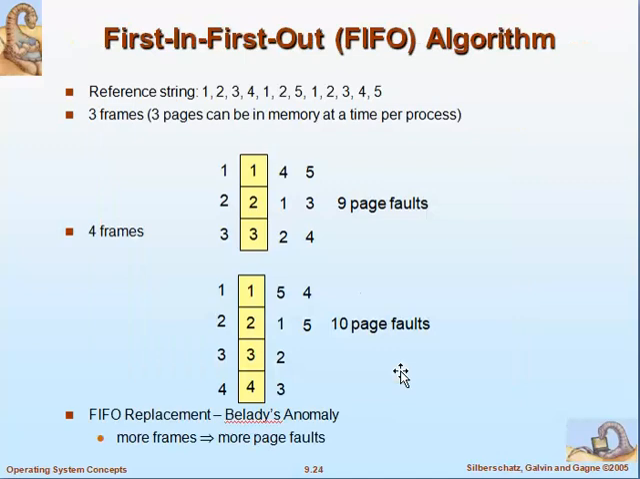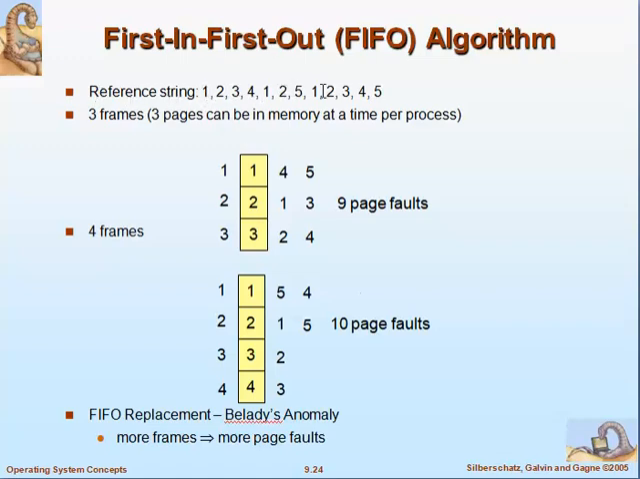The first algorithm is first in first out. First in first out means that whichever page is loaded first, that will be replaced first when a page replacement is required. Whichever page comes first will be replaced first. That is first in first out. So we'll take an example. We have the reference string.